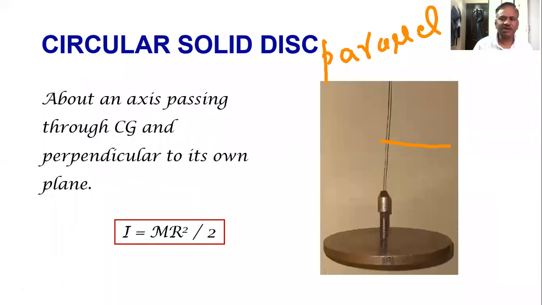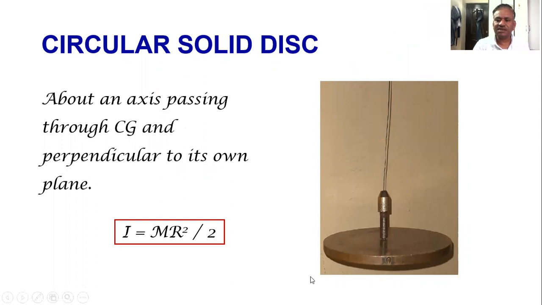Similarly, for the circular disc, I think you can easily understand here. This is the disc, rotating about this axis. It means it is passing through what? Its center of gravity of the disc. What is the formula for this? I equal to M_r square by 2. See, about an axis passing through the center and perpendicular to its plane, the formula is M_r square by 2. Next.